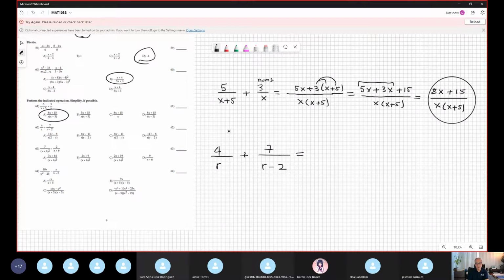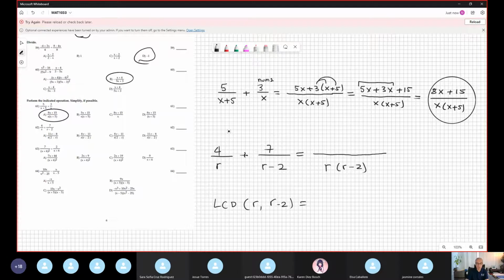What is the least common denominator between R and R minus 2? What is that? What is the least common denominator between R, which is a variable alone, and R minus 2, which is a binomial expression? Because it's different. So, R times R minus 2. And you divide the LCD one by one by each denominator and multiply by the corresponding numerator.